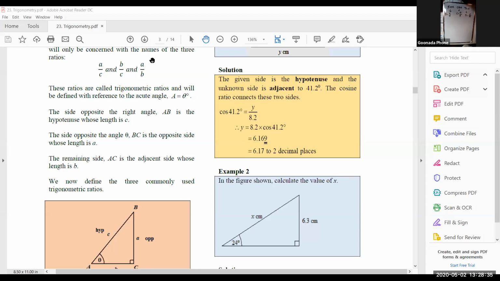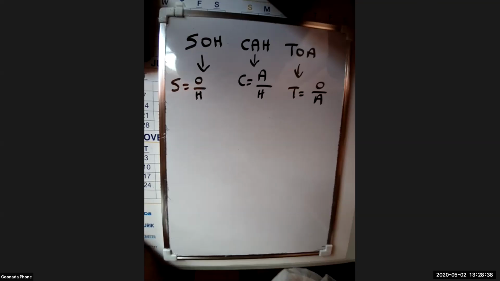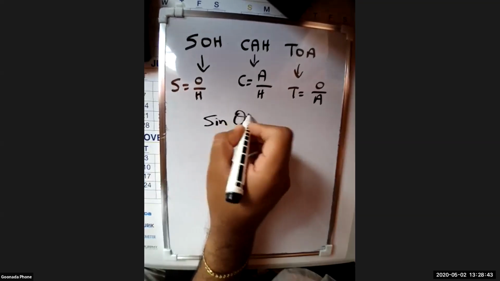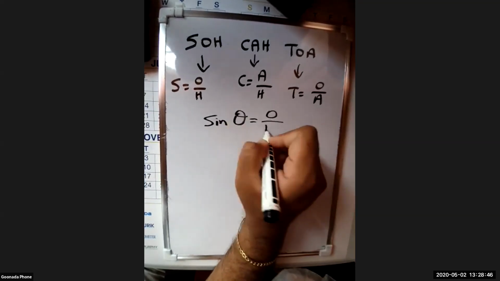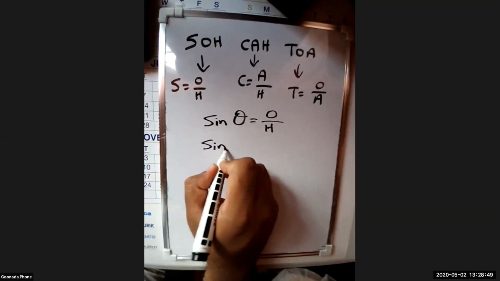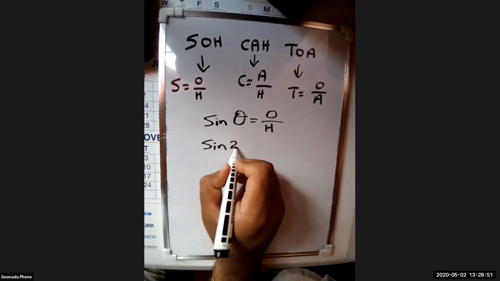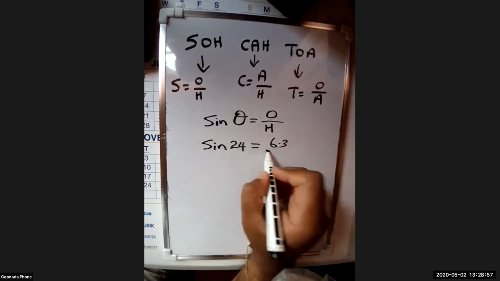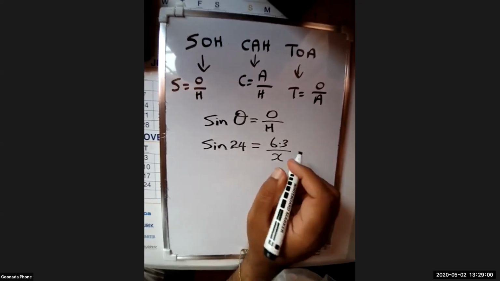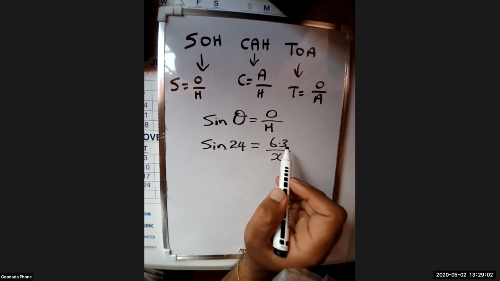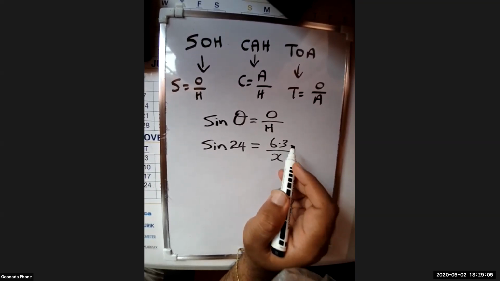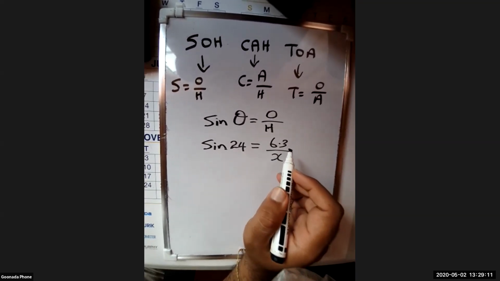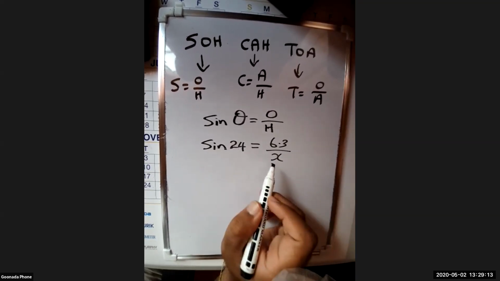All right, so can we work it out now? Remember, sine theta is equal to the opposite over the hypotenuse. So sine, in this case, is 24 degrees. So sine 24, opposite is 6.3 over hypotenuse, which is x. So we really want to find out what is x. Agreed? Yes? Okay, so what do we do here?